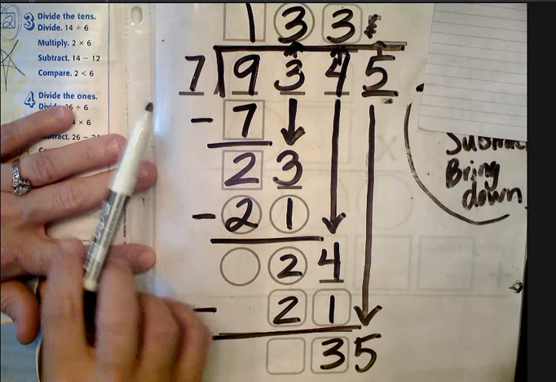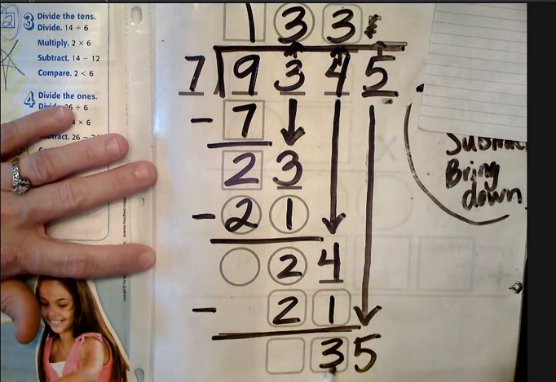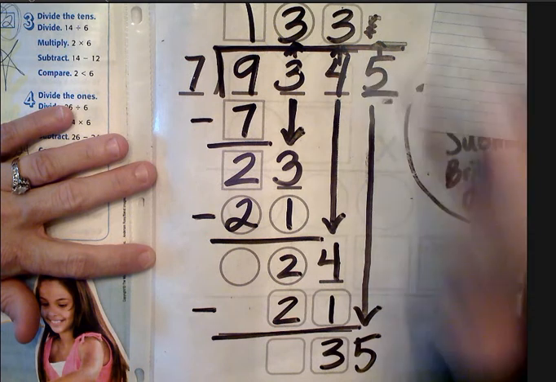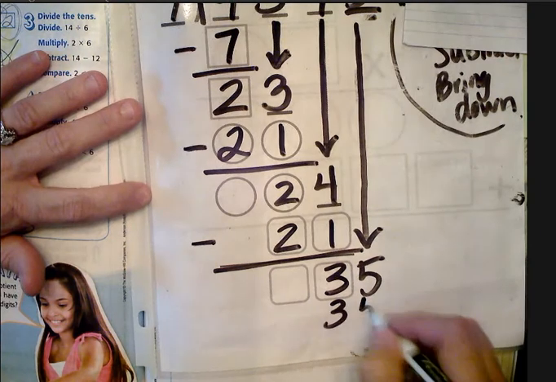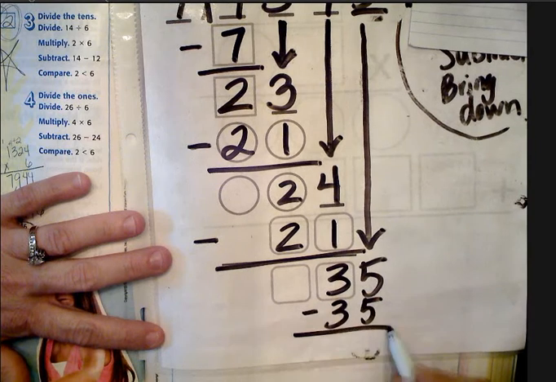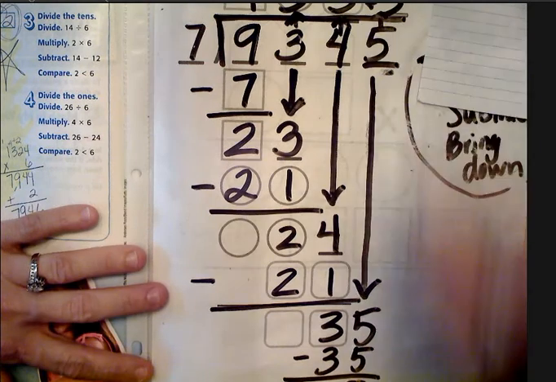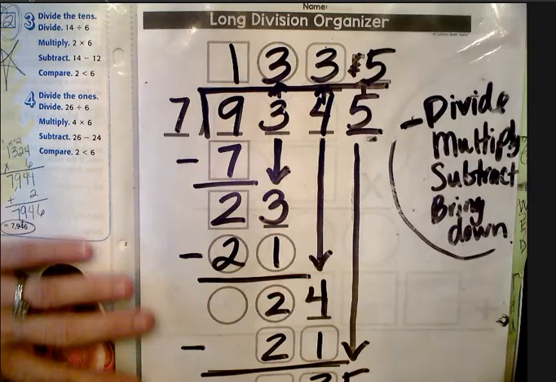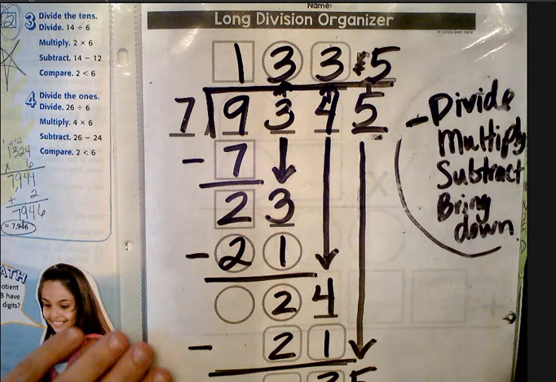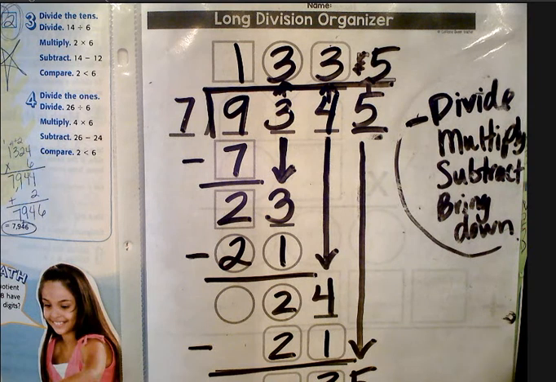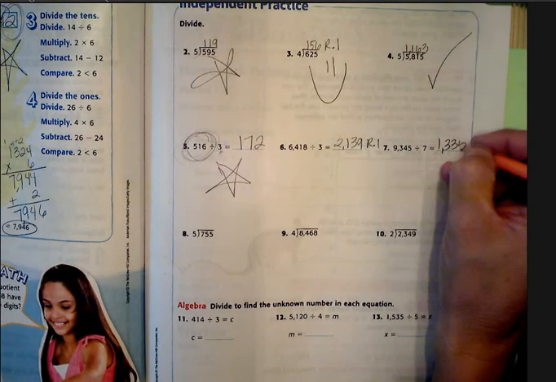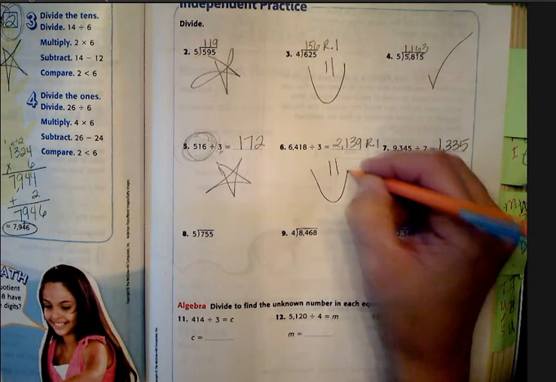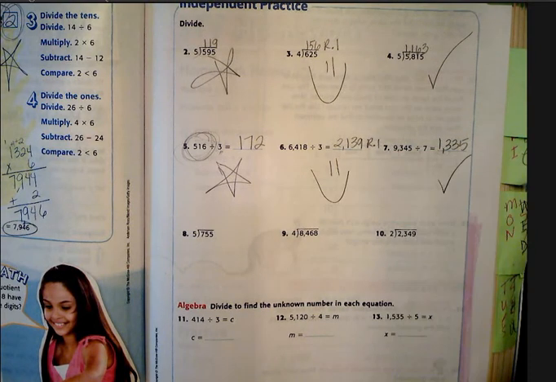How many times does 7 go into 35? 35 divided by 7. Ooh, that's a math fact. It's a 5. 5 times 7, we multiply. 35, subtract, 0. There's nothing left to bring down. That means I have no remainder. And my answer is 1,335. Let's get a happy face in the middle, a check mark on the end.